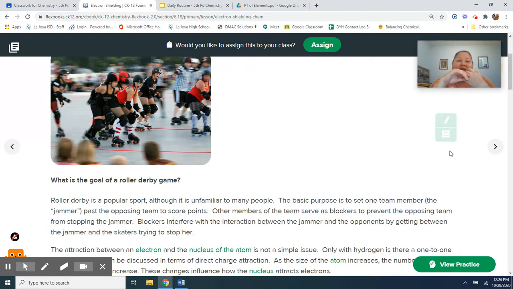But the jammer can't do it all by himself, right? He needs the help of blockers, right? Blockers are teammates that block the other team, basically to slow them down, right? The blockers will slow the other team down so the jammer can pass them and start to score points, right? And this person has to be really fit, really fast, and they're going to keep going around and around until they're able to get around as much as possible.